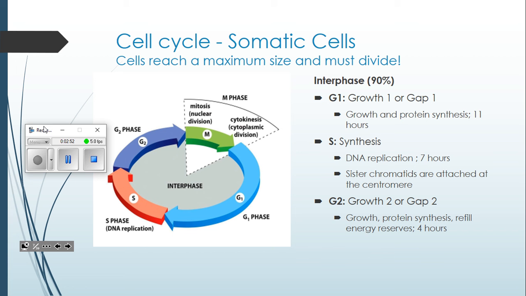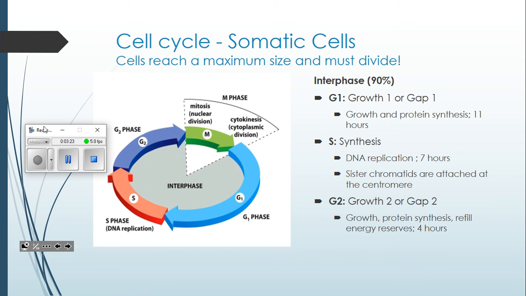Now, if you look at the picture, the vast majority of the cell cycle is interphase. So see this whole gray section here that includes the light blue G1, the red S, and the other blue G2. All of that is interphase. Interphase accounts for about 90% of a cell's lifetime.